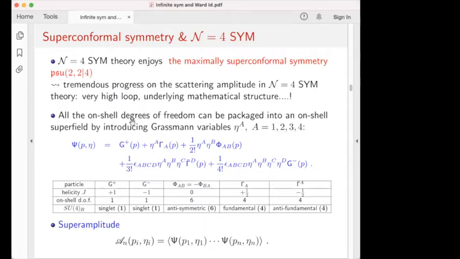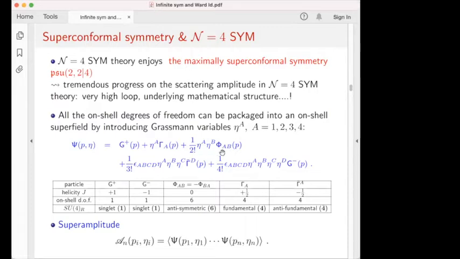And all these on-shell degrees of freedom can be packaged into an on-shell superfield by introducing Grassmann variables eta_a, where a goes from 1 to 4. So we have this set of on-shell degrees of freedom. For example, here we have G plus, which is gluons with positive helicity +1. And also here we have G minus, which is also a gluon, but now the helicity is -1. Both of them transform in the singlet of R symmetry.